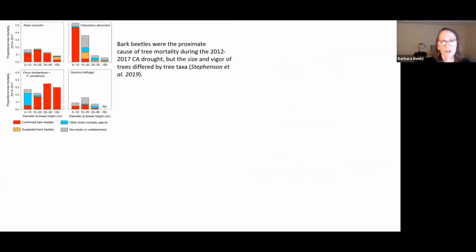So we can draw some general conclusions from a number of the studies that surveyed this tree mortality. First, bark beetles were the proximate cause of tree mortality during this drought, but the size and vigor of trees differed by tree taxa. So you can see here that in the Pinus species, the larger trees were the ones that were being attacked and killed.